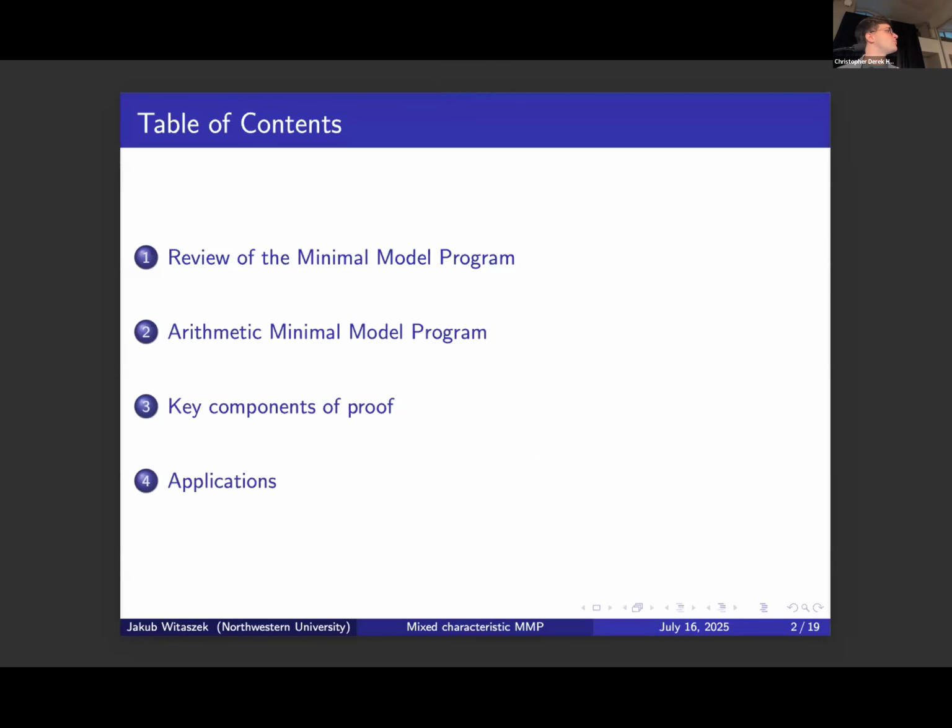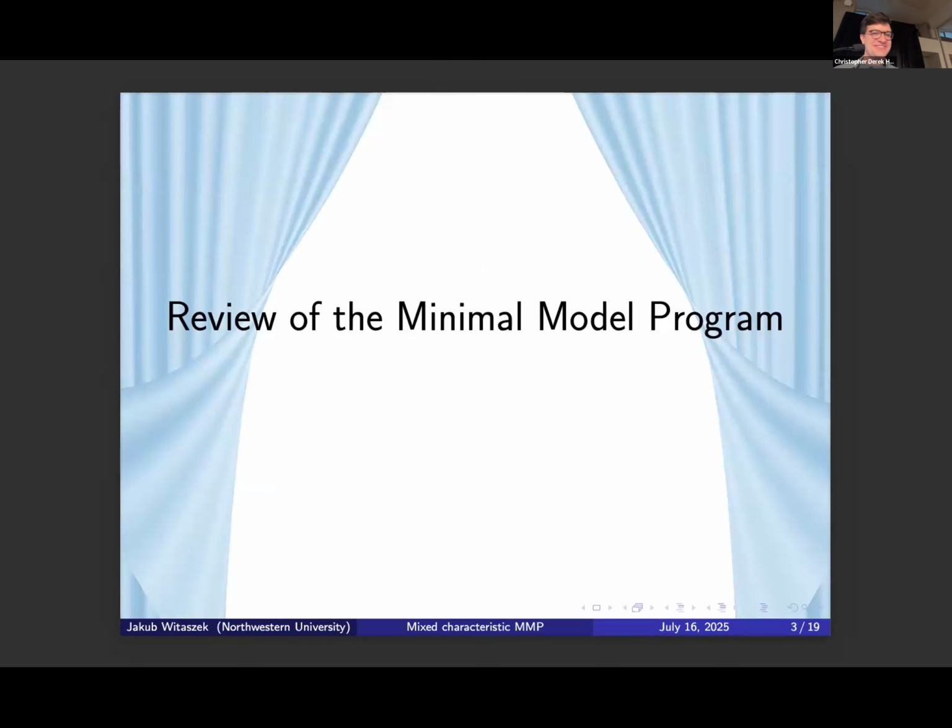And so my talk is going to consist of 4 parts. First, I'm going to do a very brief review of the minimal model program over complex numbers. Then I'm going to move to describing the state of the arithmetic minimal model program. Next, I will move to the key components of the proof, and I'll conclude the talk with a series of applications. Okay, so without further ado, let's start with the review of the minimal model program.